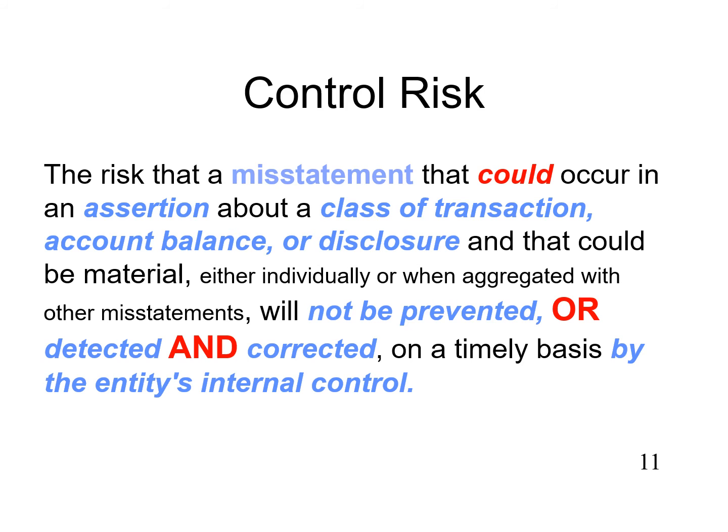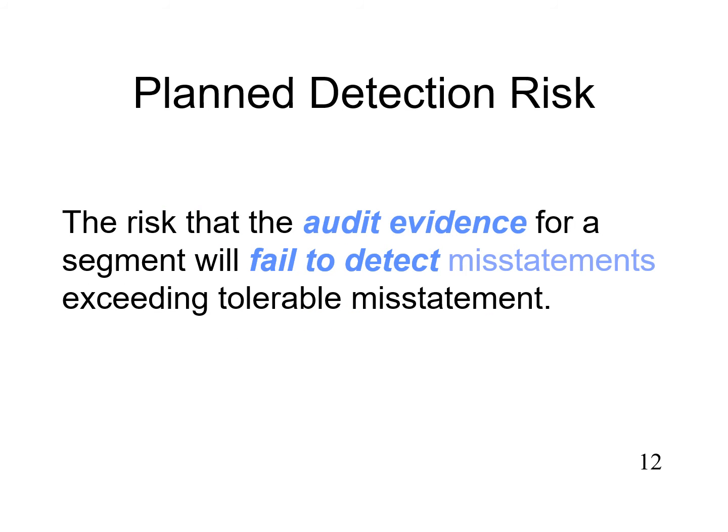Will not be prevented or detected and corrected. So if an error is prevented, we don't need to correct it. If an error is detected, it must be corrected. So I'm a stickler for the "or" and the "and." Now, control risk, I want you to learn virtually word for word. Detection risk, not so much.